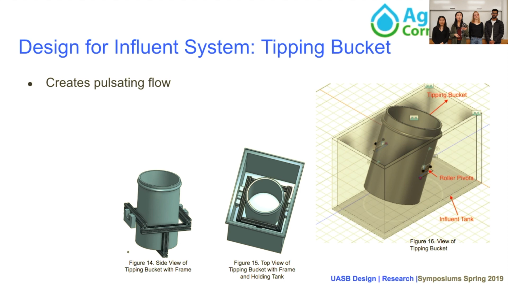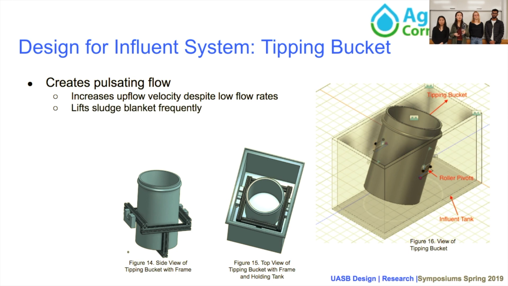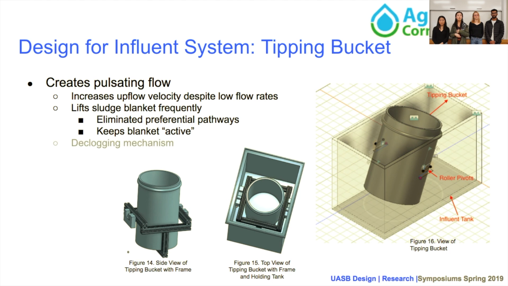This creates pulsated flow, and basically what it'll do is it'll increase upflow velocity despite having low flow rates, which will sort of lift the sludge blanket often and make sure that no sludge settles, which will eliminate preferential pathways and make sure that the sludge blanket is active. It'll also, ideally, declog any clogging that might happen in the pipes.